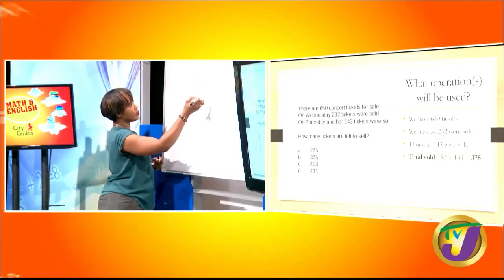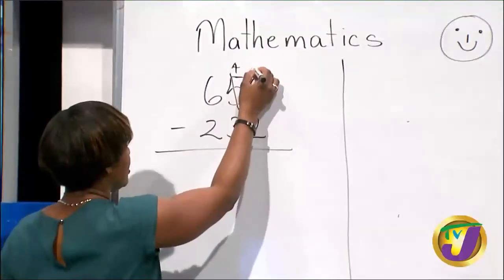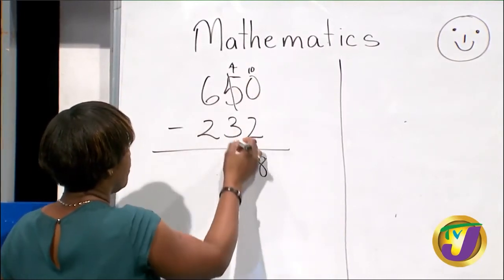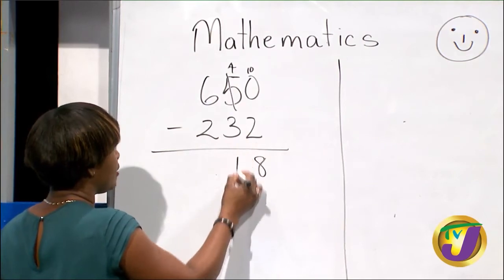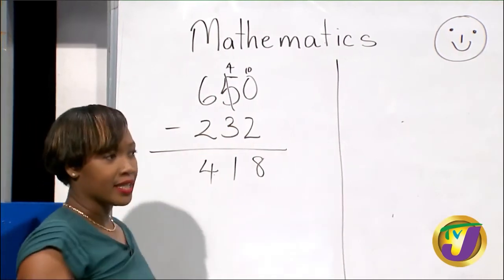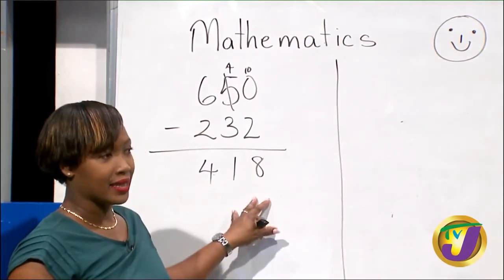So you have 0 ones there. We're going to regroup one set of the 10s, giving you 10 ones. Taking away 2, gives you 8. 4 10s take away 3 10s, gives you 1. And 600 take away 200, gives you 418 tickets. So at the end of Wednesday, you would have 418 tickets left.